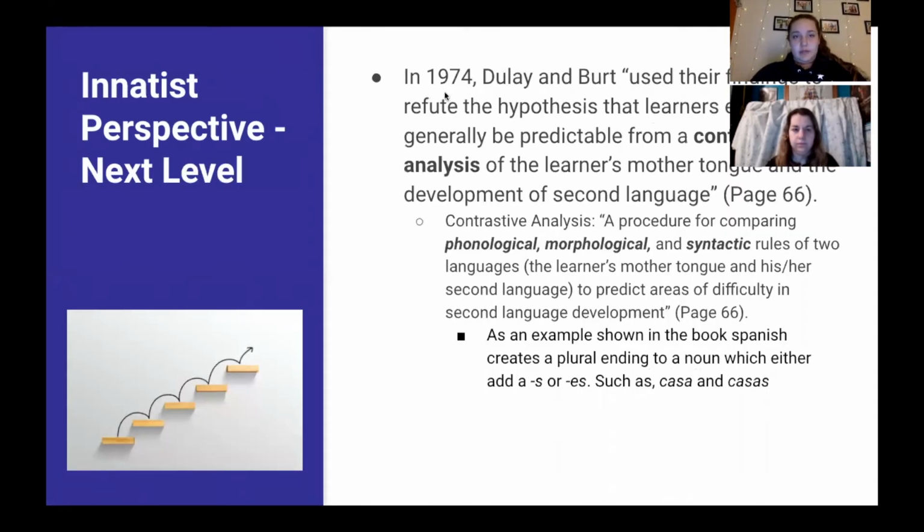All right, so the next level. In 1974, Dulay and Burt used their findings to refute the hypothesis that learners' errors will generally be predictable from the contrastive analysis of the learner's mother tongue and the target second language. Contrastive analysis: a procedure for comparing phonological, morphological, and syntactic rules of two languages to predict areas of difficulty in second language development. As an example shown in the book, Spanish creates a plural ending to a noun which adds an s or es, such as casa or casas.